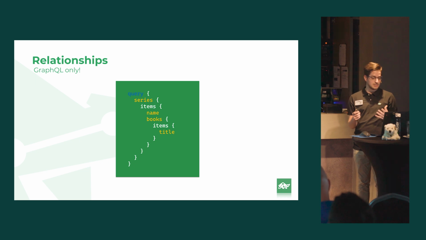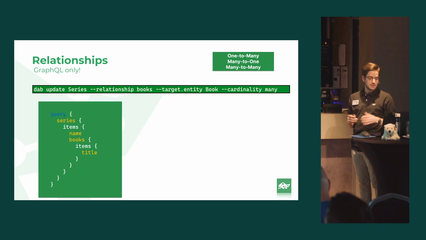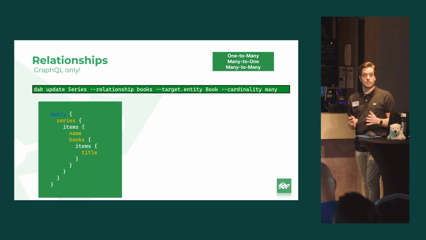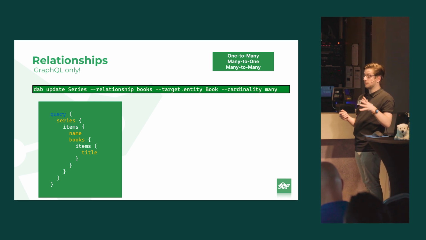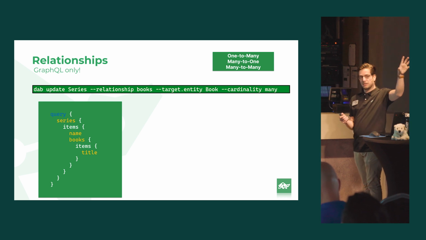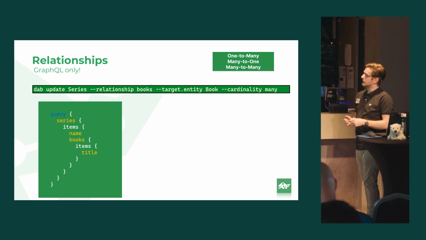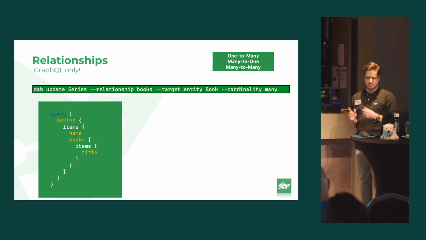We can simply say, dab update the series entity that we might have created before. We can say, I want to create a new relationship called books. The target of this relationship is the book entity we've configured earlier. And the cardinality is many. So one series has many books. And you can see there's one to many, many to one, many to many. There's loads of things to be happy with here.